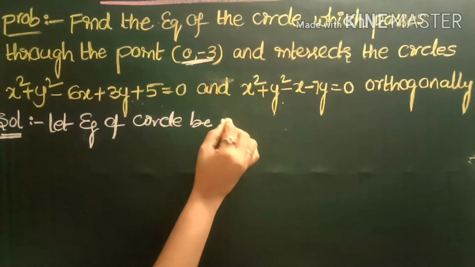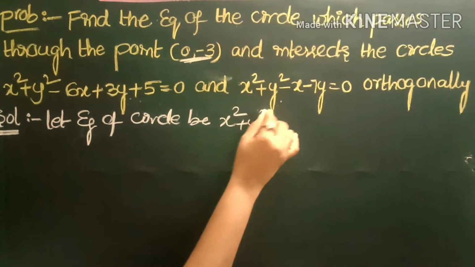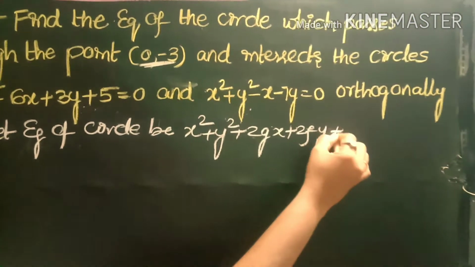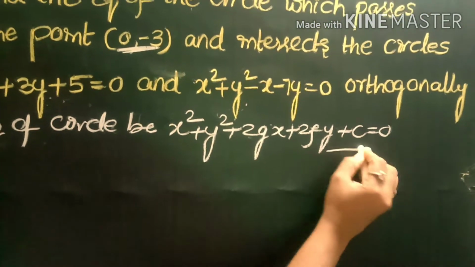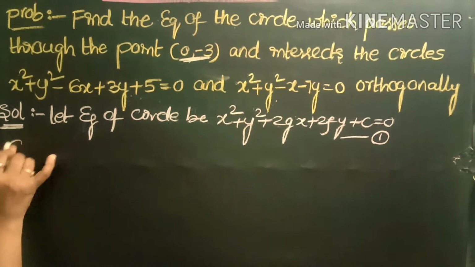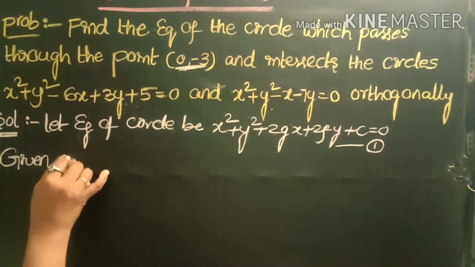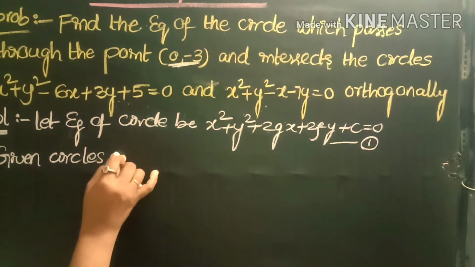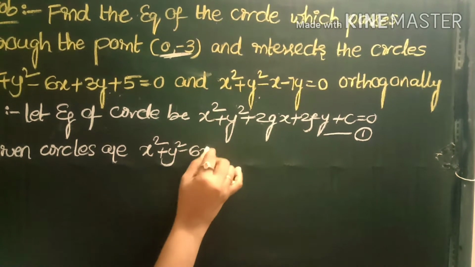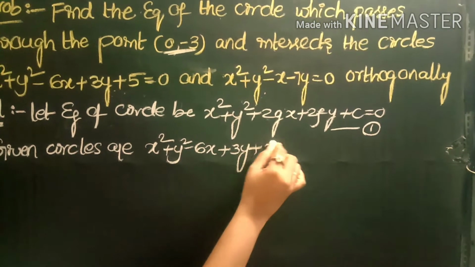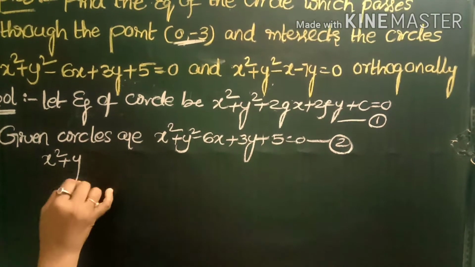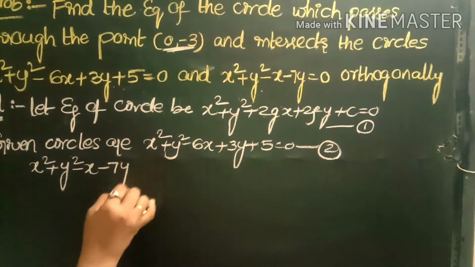We take the equation of the circle in standard form, that is x² + y² + 2gx + 2fy + c = 0. Say equation 1. We are taking this as the first equation, and next I am writing the given circle equations, which are taken as 2 and 3. Given circles are x² + y² - 6x + 3y + 5 = 0, say equation 2, and the next equation x² + y² - 6x - 7y = 0.